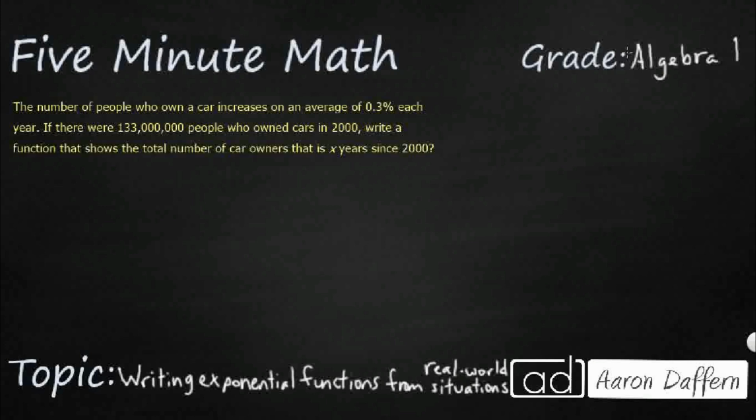So we have this word problem here about people who own a car and the number increasing about 0.3% each year. We have a starting amount of 133 million, and we want to know what is a function that would show the total number of cars that is x years since that starting year of 2000. Okay, so let's see what our function is going to look like at the end.